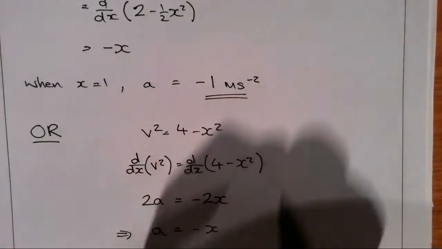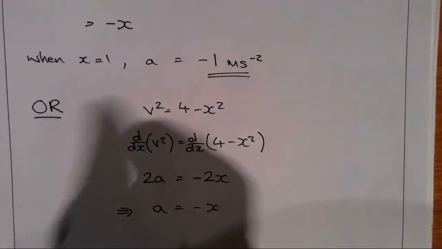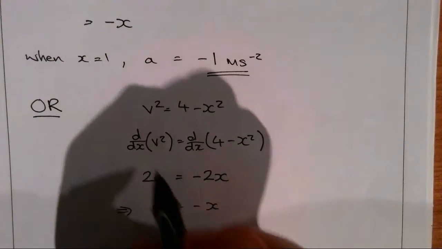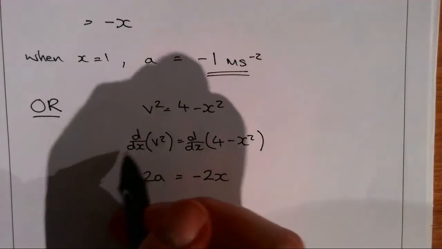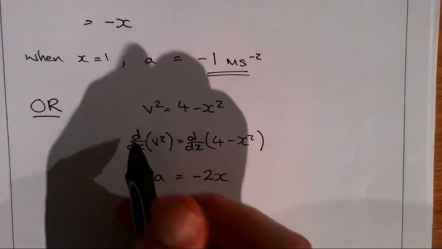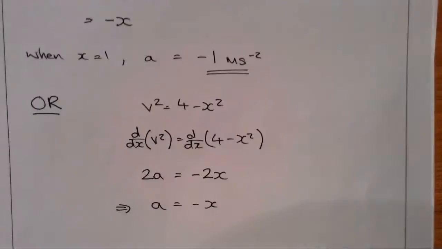So slightly different plan of attack, but same result, and still using the fact that we know that acceleration is a half d by dx of v squared. Okay.